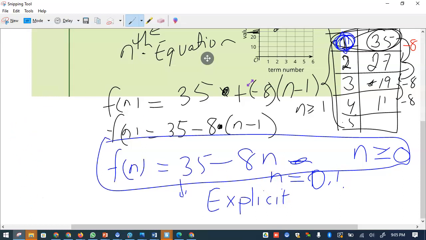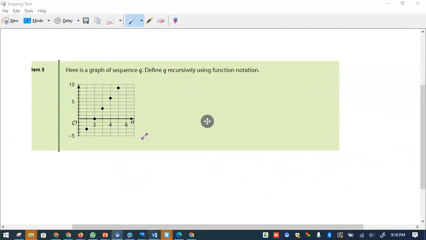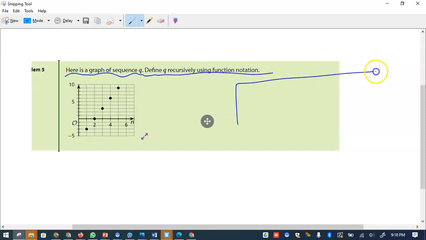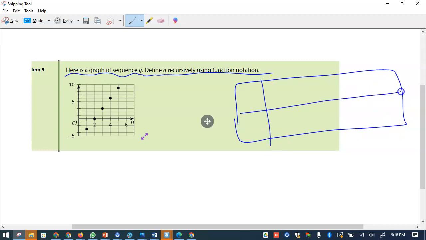Let's go to the next question. Okay, this is question number 5. Here is a graph. They gave us the graph of the sequence Qn, and we need to find a recursive definition. So what I'll do is n and Qn, right? The first one, if you see, is down, which I think is -3, right? So that part is -3.